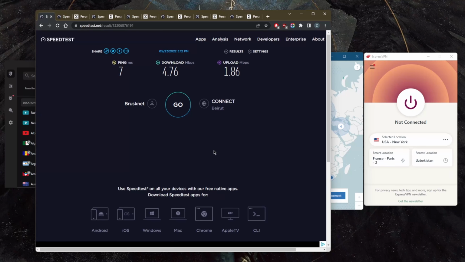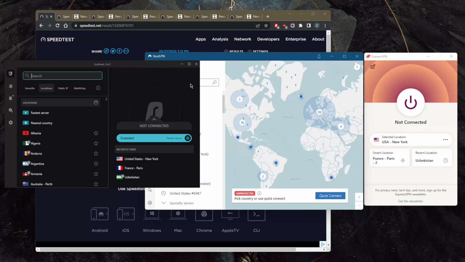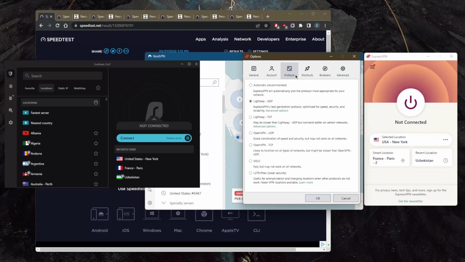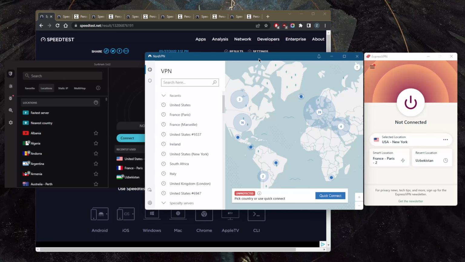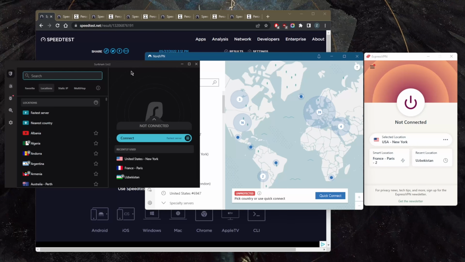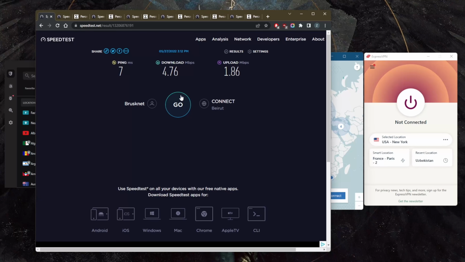Okay, so let's get straight into it. By the way, all these VPNs are pretty quick overall, so it really depends on which VPN you prefer over the other. So that's what it really comes down to. I also use the fastest protocols in all these VPNs, so lightweight UDP with ExpressVPN, NordLynx with Nord, and WireGuard with Surfshark. Okay, so without a VPN, my speed is nothing very impressive, 4.76 megabits per second.